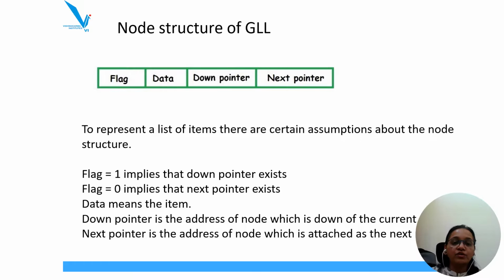Now, what is the node structure to represent this GLL? We have this node structure: flag, data, down pointer, and next pointer. When flag is equal to 1, it implies that the down pointer exists, meaning there is a sublist available. When flag is equal to 0, it implies that the next pointer exists, meaning no sublist, only atoms. Data means the atom, the value. Down pointer is the address of the node which is down from the current one, and next pointer is the address of the node which is attached as the next one.